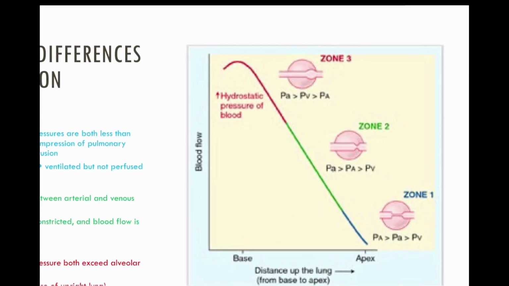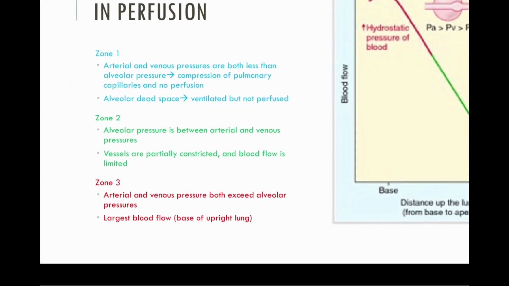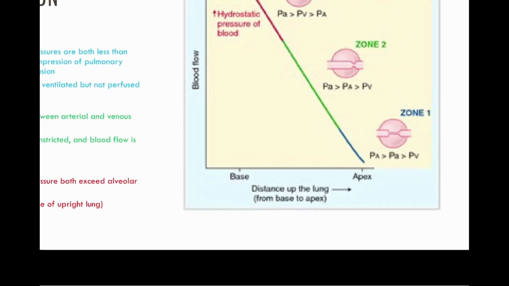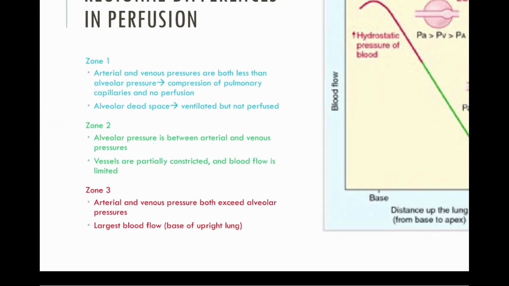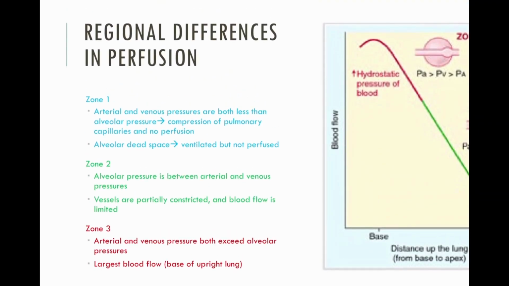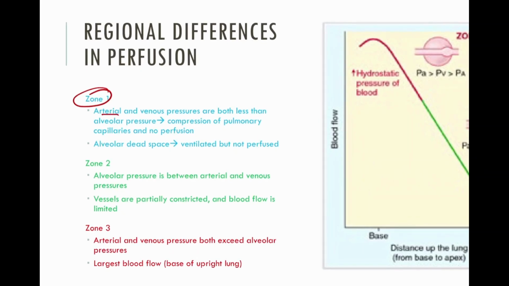So I'll describe it real fast here. Zone 1 is the apex. Zone 3 is the base. Zone 2 is just the middle zone. Nothing really there. Zone 1, this is at rest. Okay. Arterial and venous pressures are less than the alveolar pressure.